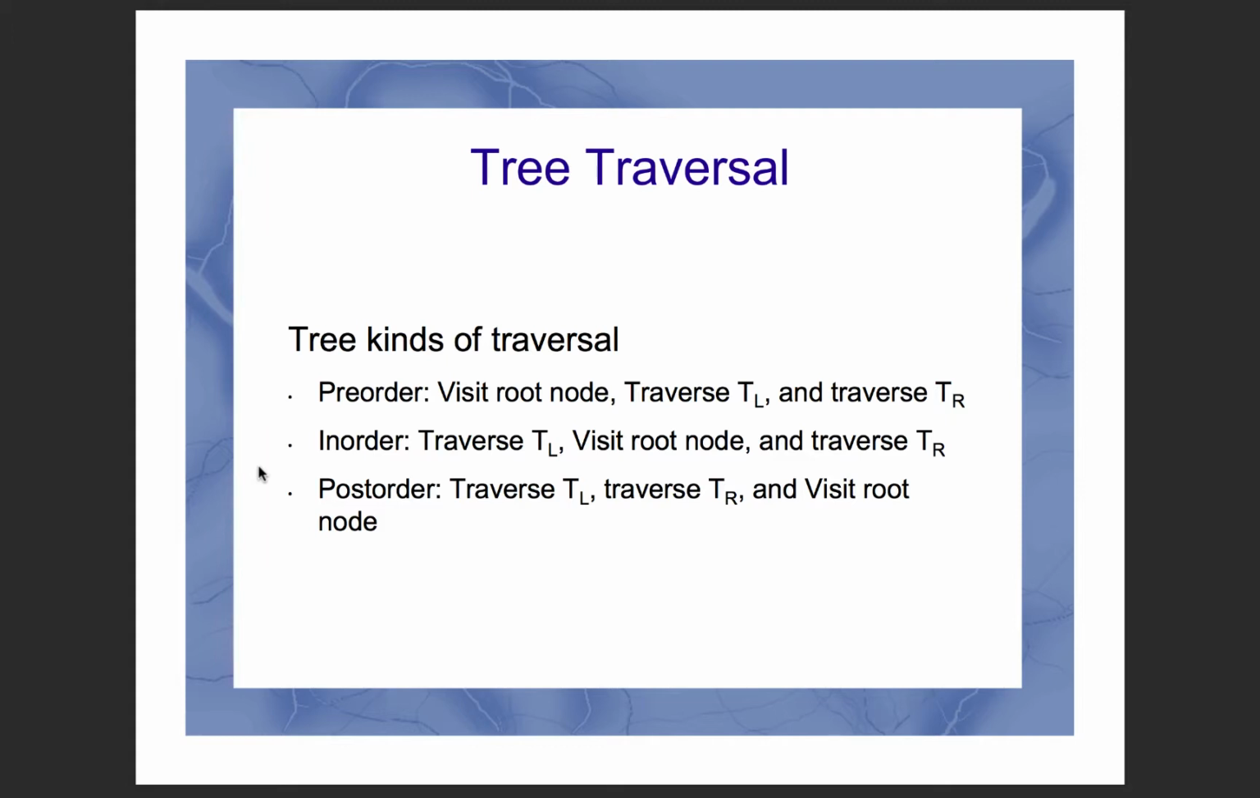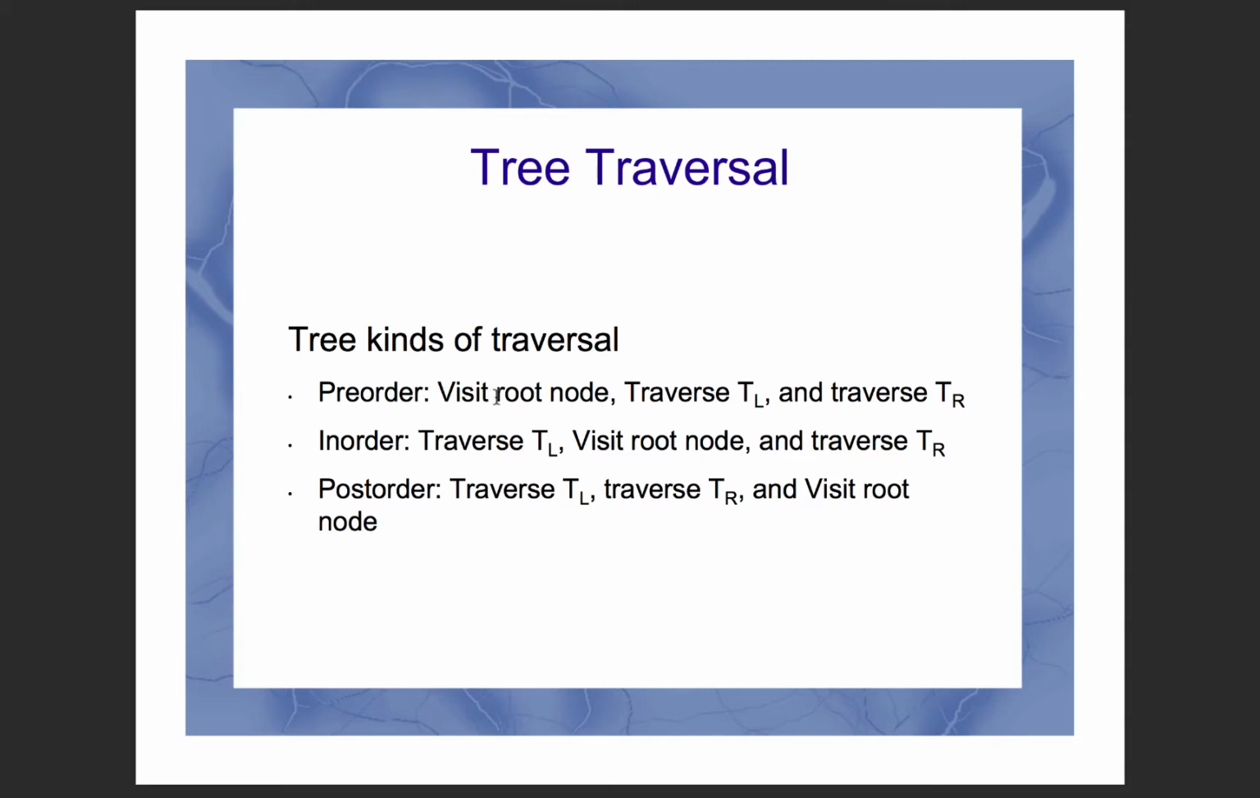Pre-order says that you visit the root node, then traverse the left tree, then traverse the right tree. In-order says that you traverse the left tree first, then visit the root node, then traverse the right tree. Post-order says that you traverse the left tree first, then the right tree, and then visit the root node. So you can see that in the three different traversals, the order of visiting the root node changes. Always the left tree comes before the right tree: left tree, right tree, left tree, right tree. But visiting the root node is different in each traversal.